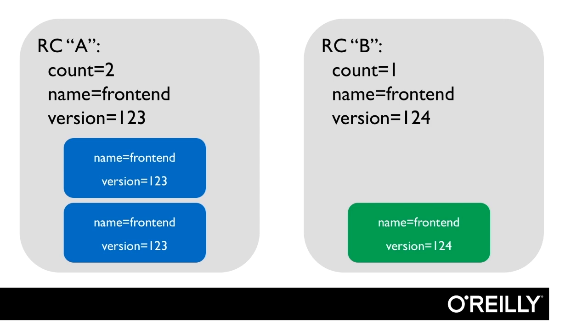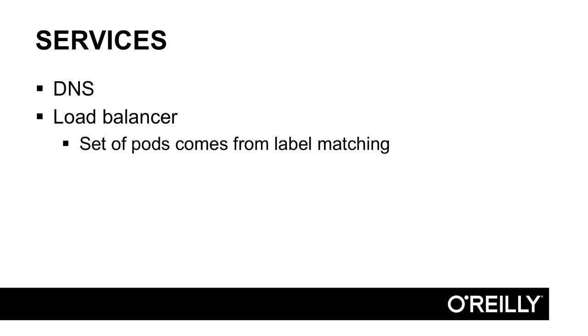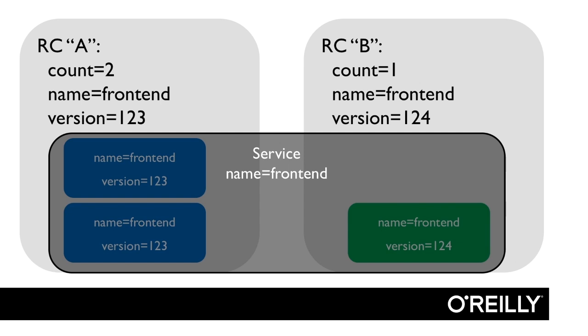Now we have 3 pods running, so how do we route traffic to them? In Kubernetes, this is done with something called a service. A service is like a load balanced DNS entry. It distributes traffic to pods using labels. Let's define a service called frontend and give it the matching criteria of name equals frontend. Now you can see that it matches all 3 of these pods. All of them have the name frontend, even though they're of different versions.